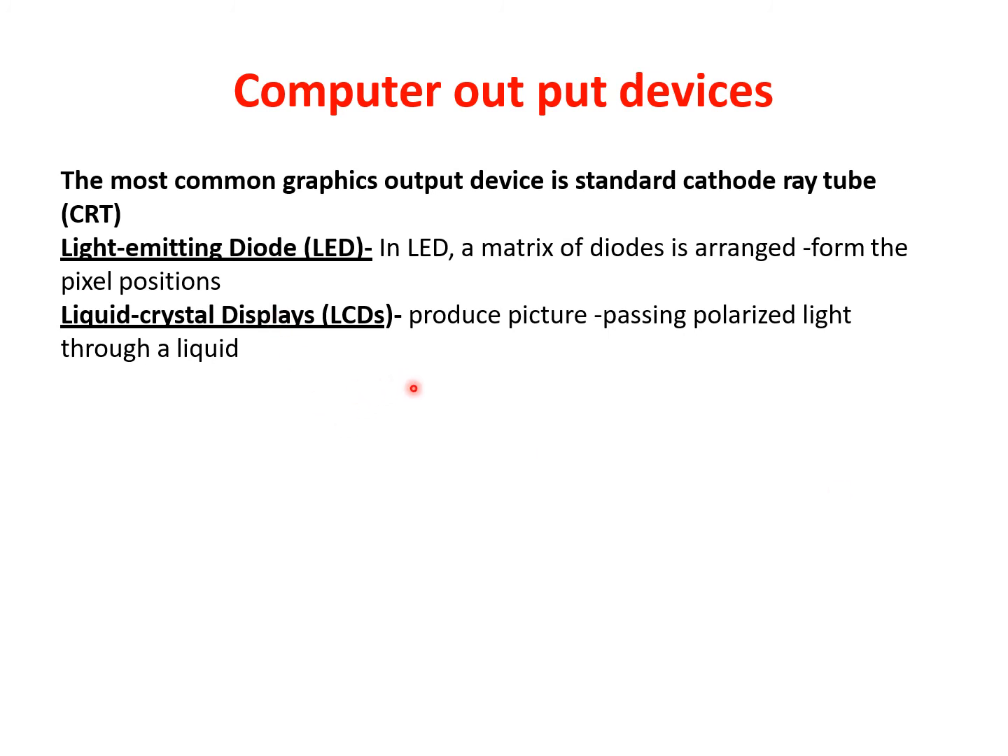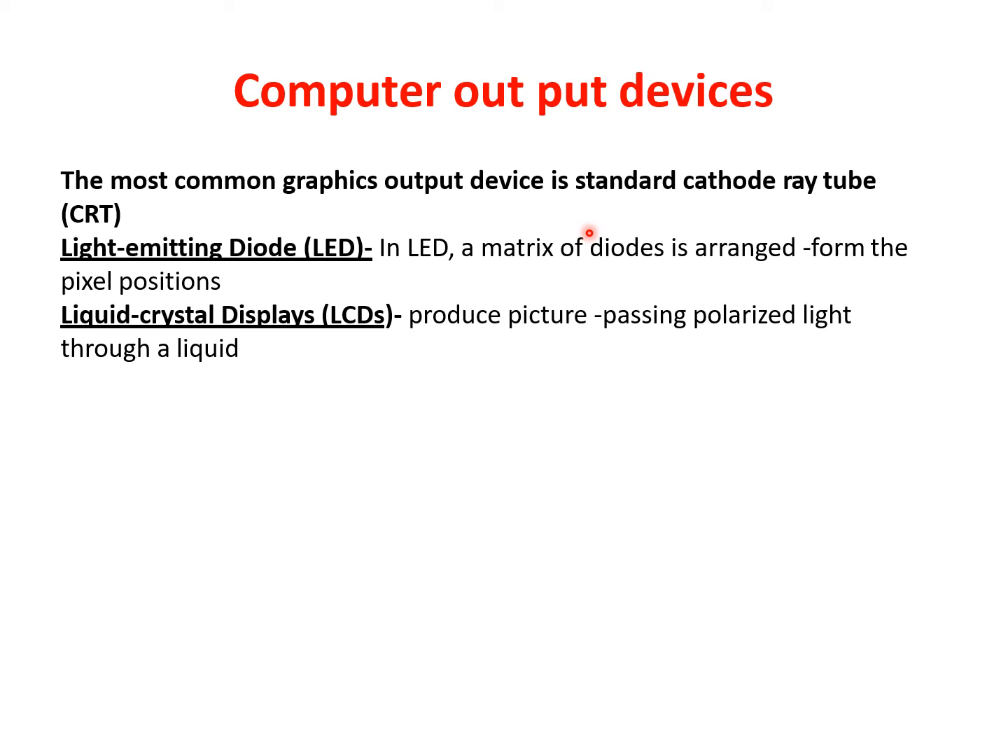Now let us see what the computer output devices are. As you already know, in the olden days the computers had a heavy dome at the back side. Now everyone is using LCD and LED screens instead of those computers. Those computers are known as cathode ray tubes. Inside there is a cathode ray tube which is used to display the image.